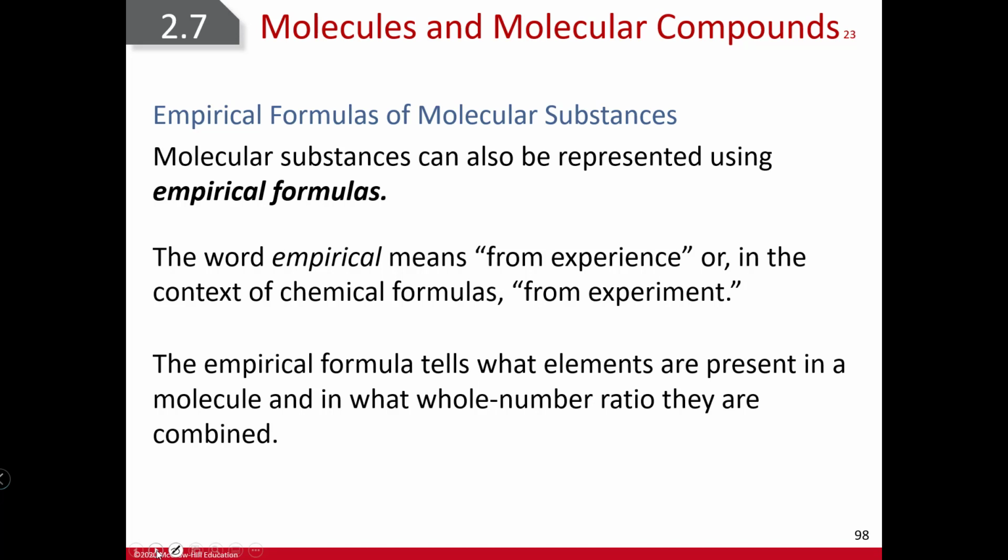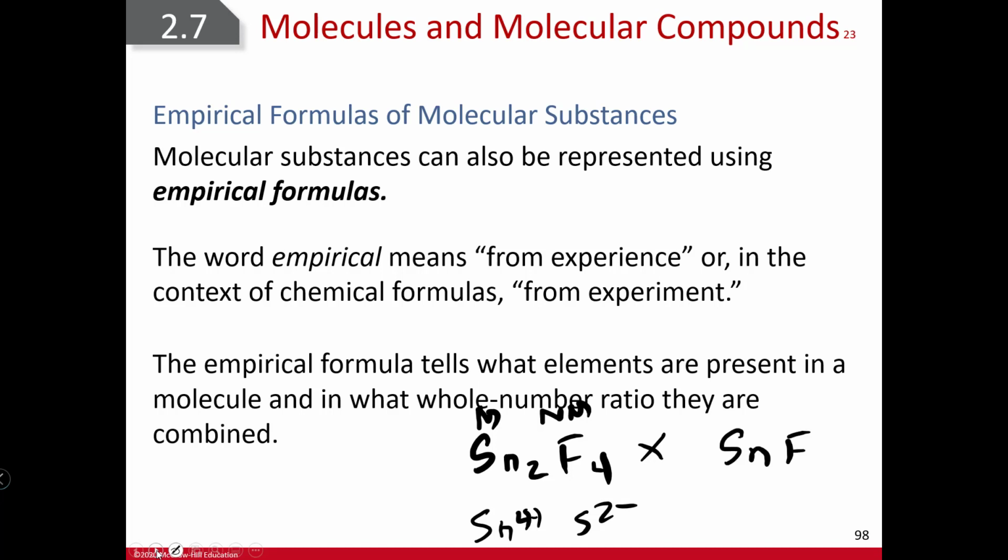All right, the next slide here is about when we write chemical formulas, especially ionic compounds, we always use the simplest whole number ratio. Remember we had an example where I said Sn2F4, and this is an ionic compound. This is a metal with a non-metal, and the tin is actually 4 positive, and the sulfur is 2 negative. And I said this is the incorrect formula for this compound because it's not in its simplest whole number ratio. We can divide both of these by 2 and we get SnF2.